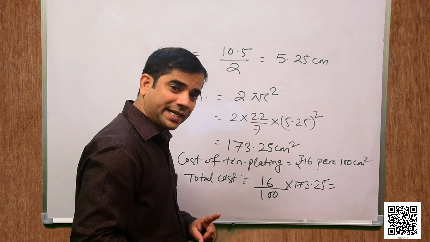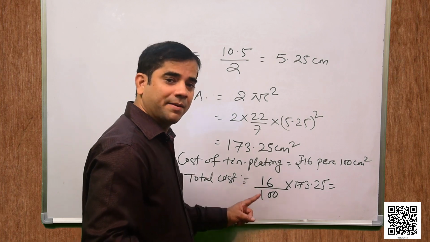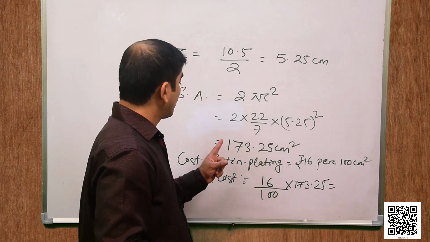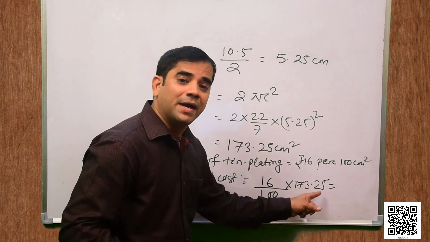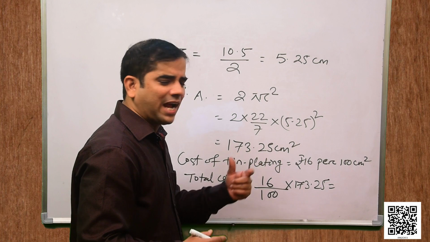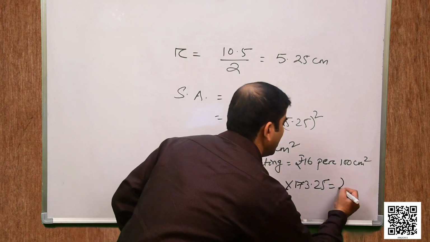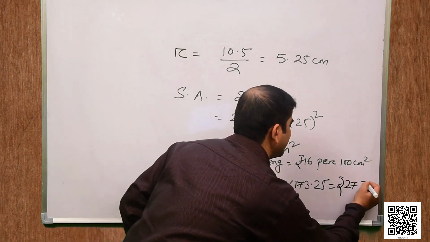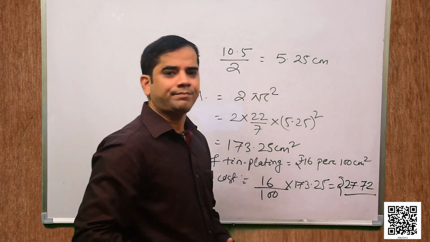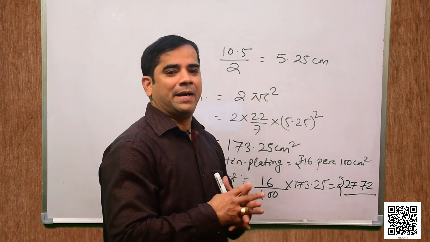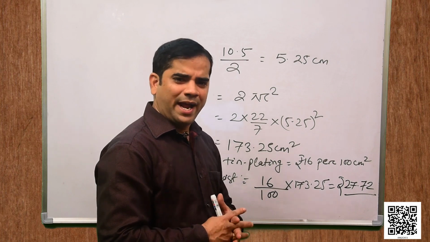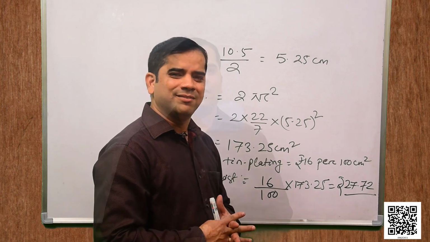So, per 1 centimeter square, it will be 16 divided by 100, and for 173.25 centimeter square, we need to multiply that value, and when we calculate, it will give us the value of 27.72. So, this is the total cost for the tin plating of the bowl. Hope you have understood this.